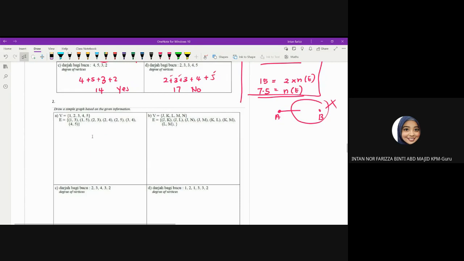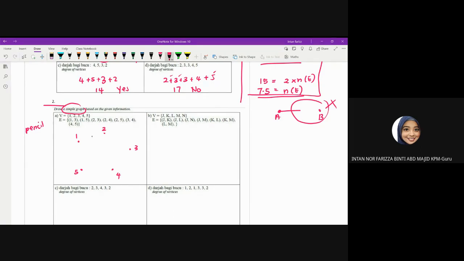Question number 2. Question number 2, you have to draw a simple graph. Remember the definition of a simple graph just now? It has no arrow, no weightage, no loops, no multiple edges. Okay, so we have 5 vertices. So 1, 2, to make it easier, girls, better you draw in a circle shape like this, circle like this. Okay, clockwise or anti-clockwise, it doesn't matter. Okay, now remember, every drawing must be in pencil, all of it, including the labeling, and of course the lines.